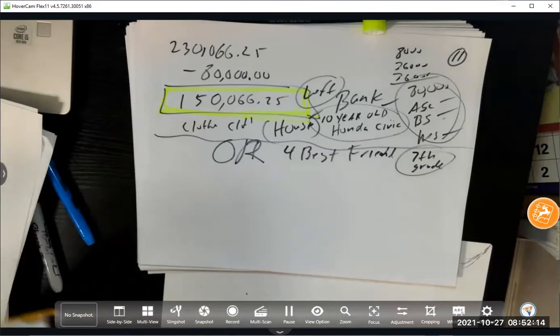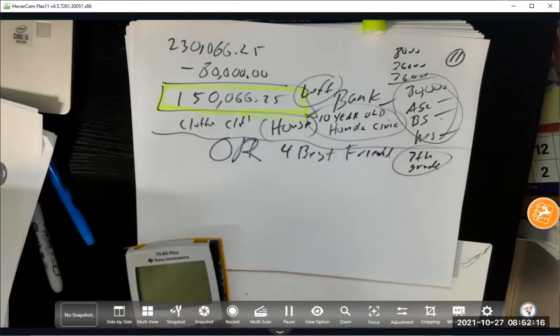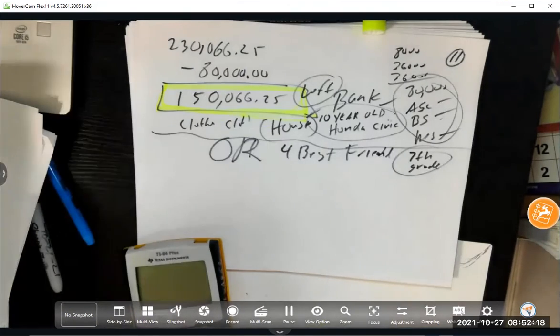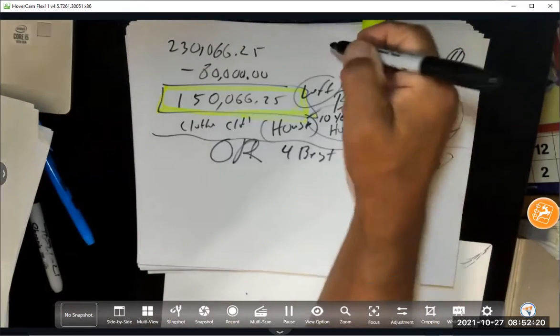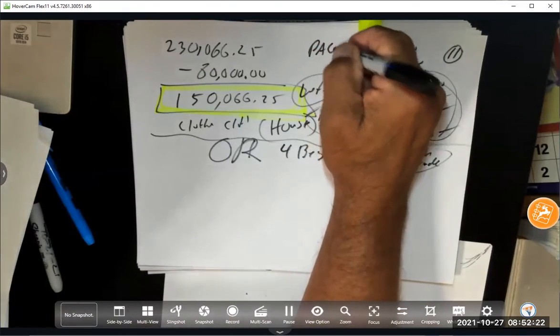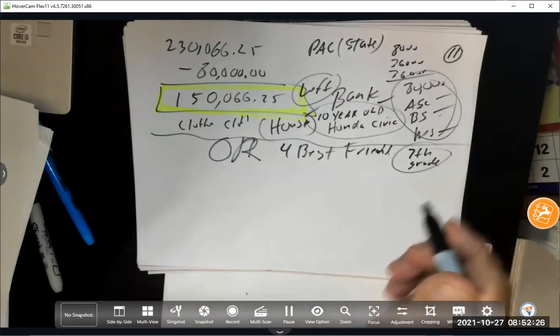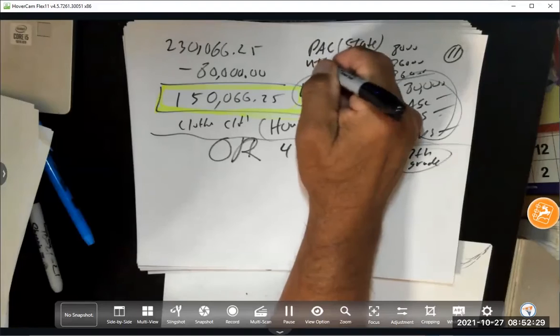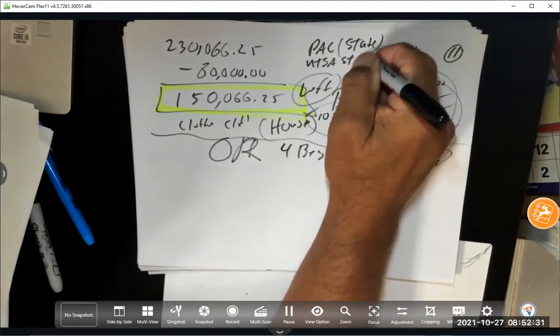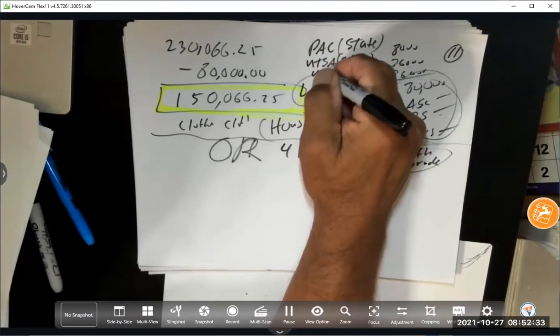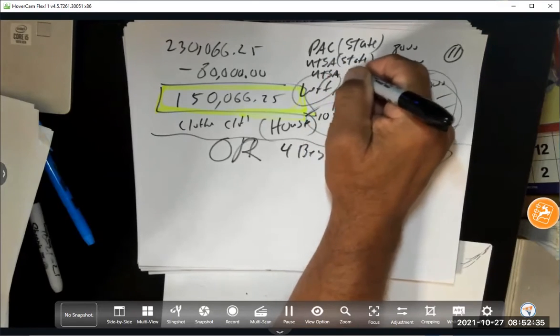Okay, where y'all gonna go? I'm gonna go to Palo Alto, and then I'm gonna go to UTSA. Palo Alto. Hey, that's a state school, man. You know who controls the provision there. And then UTSA, that's a state school also, man. You gonna go to state school? Yes. The tuition is controlled by the state.